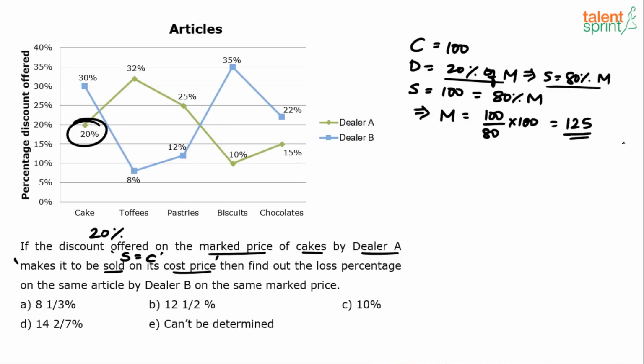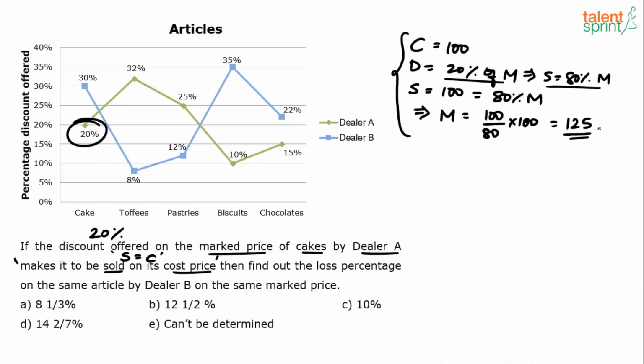This is the most important part. We have to find out what the marked price is. And you can do this calculation mentally also. While I have put pen on paper to explain the steps, this is a very simple calculation. See, marked price is 125. What is 20% of 125? 20% is 1/5. 1/5 of 125 is 25 rupees.